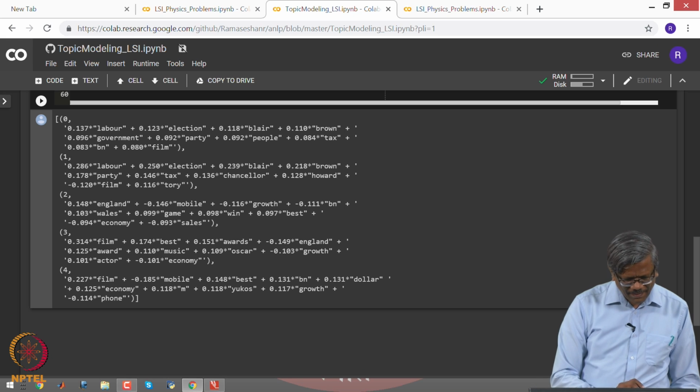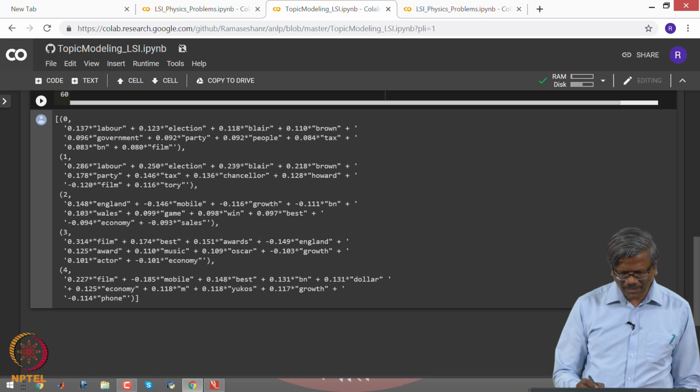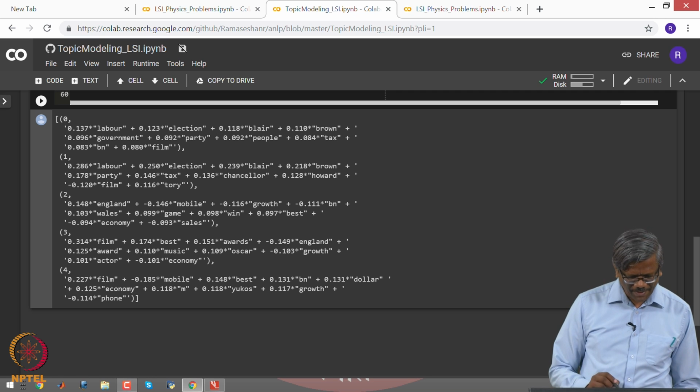Let's look at the fourth one: film, best, awards, award, music, Oscar, actor, economy, right? So if you look at the positive ones, we have film, best award, music, Oscar, actor. So it could be related to entertainment.